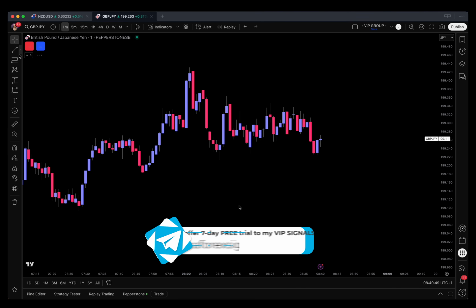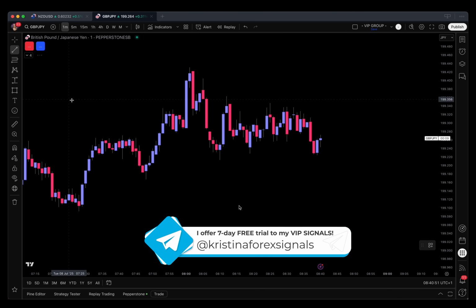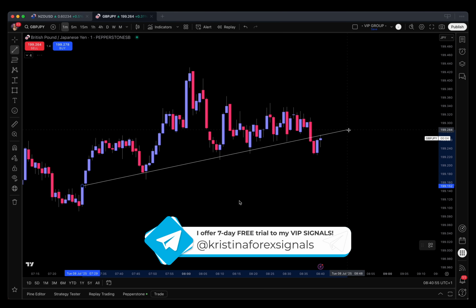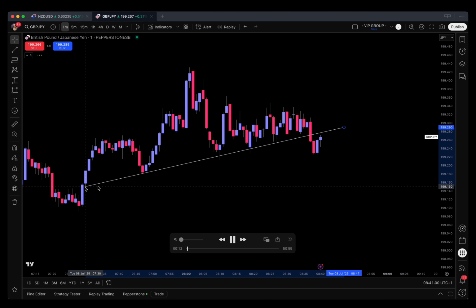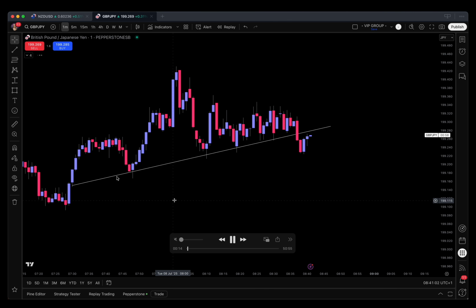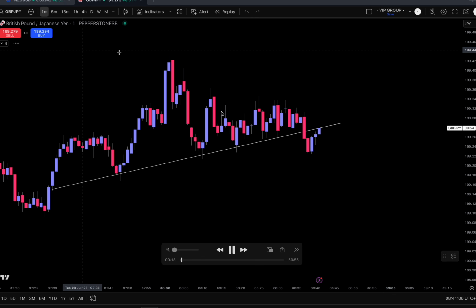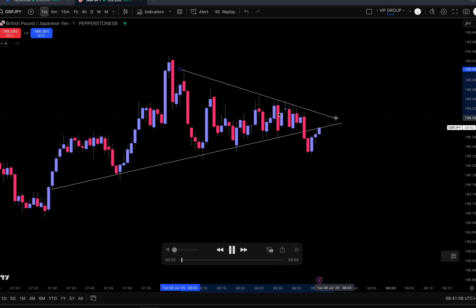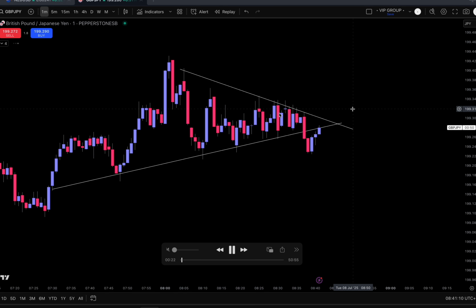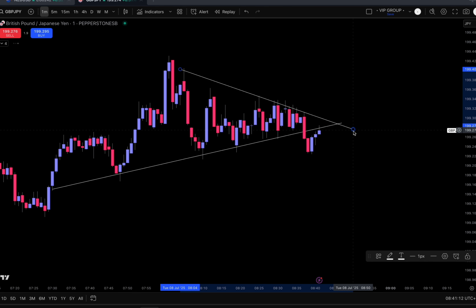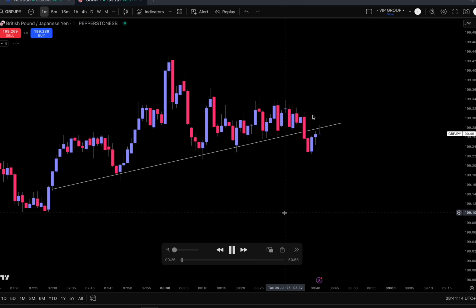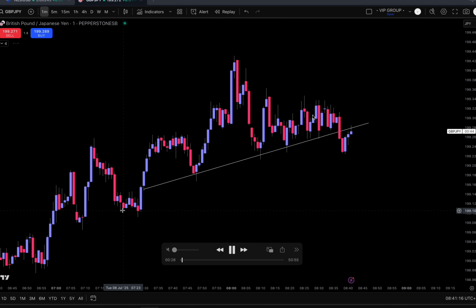Okay, so this is the GBPJPY trade that I executed on the 1 minute time frame. Of course, I had the screen recording running the whole time, so we're just going to go through it. As you can see, I have identified my uptrend. The price has been making higher highs, but recently it started making lower highs, which means the sellers are stepping into the market, and the price has broken down the ascending trend line.